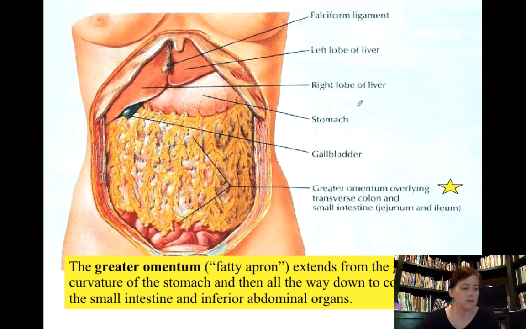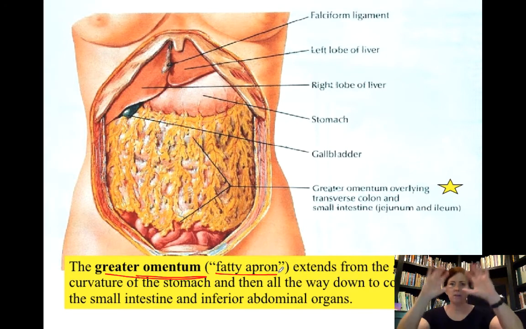Okay, and then I did want to talk about a couple other things. This is actually one of my favorites. I just think this is such an interesting structure that we see in the abdominal cavity. This is the greater omentum, otherwise known as a fatty apron. If you see this, it basically is this fatty tissue. It's really thin, and it's got these pockets of fat, and it basically drapes over the small intestines. And it's kind of interesting.